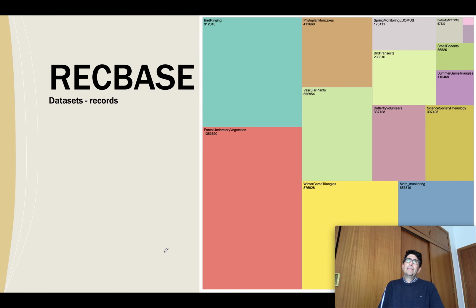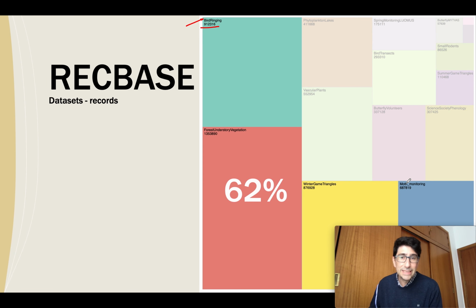Records. So let's get a little bit deeper into the data. How many records do we have? We have about 6 million records. No, sorry, I said about, no, we have more than 6 million records. And most of the records come from these 4 data sets. You see, this is the name of the data set, and this is the number of records. So, bird ringing, forest understory vegetation, winter game triangles, and moth monitoring account for 62% of the whole database, RECBASE.